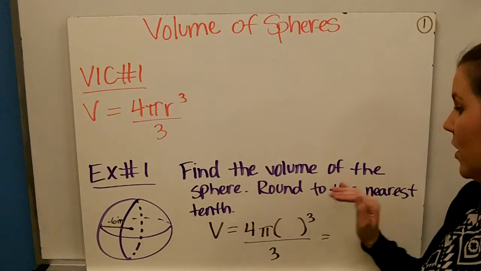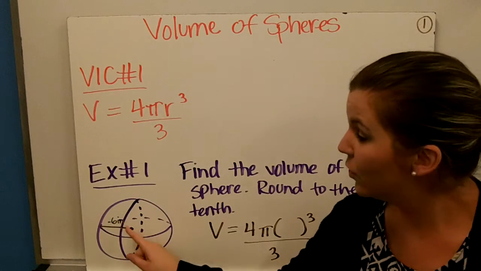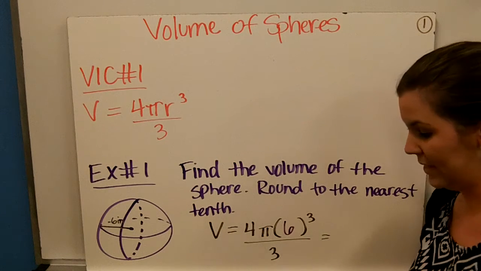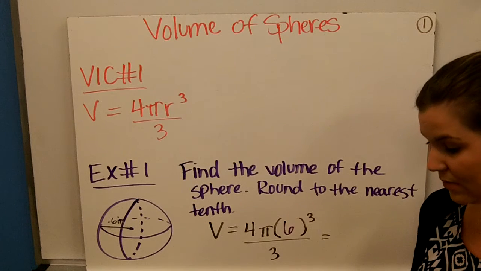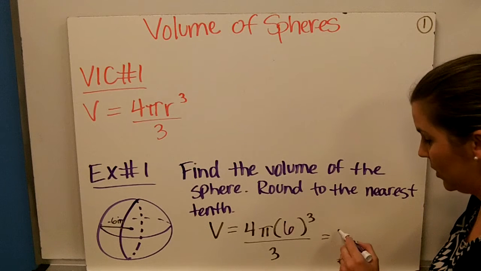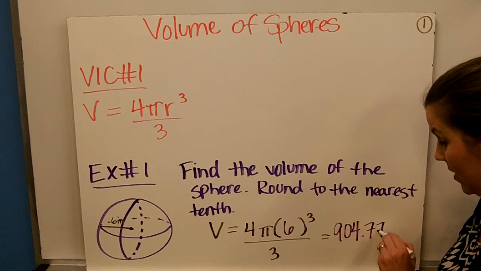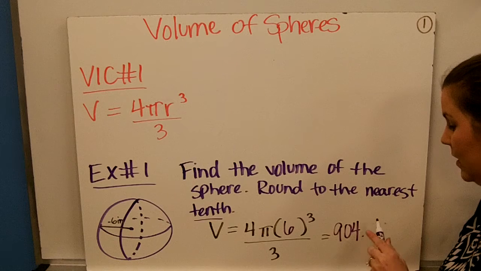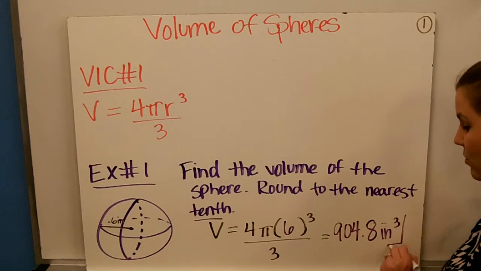Example number 1, find the volume of the sphere, round to the nearest tenth. So here you can see my sphere, and the radius is 6 inches. So I take r out and put 6 inside. So in your calculator, you type 4 pi, put parentheses around the radius, raise it to the third power, and then divide by 3. You should get 904.77. It says to the nearest tenth. This 7 will round up to 8. Our units are inches cubed because we're doing volume.